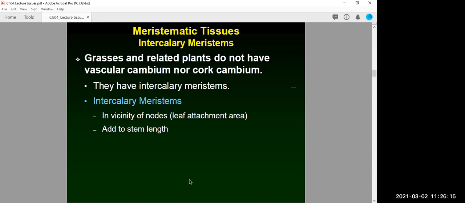If you peel it back, you can see a tiny intercalary meristem. And those are going to help the stem to grow longer. The grasses and the monocots, they don't have the vascular cambium, so they're not going to have secondary growth and they're not going to grow wider in general.